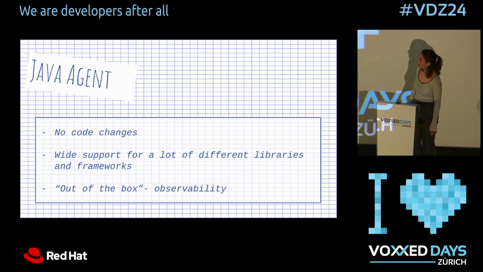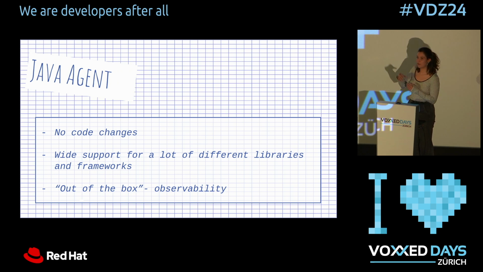So yeah, summing this up, we saw there was no code change needed, so no one needed to touch the application code. There is wide support, especially with the Java agent, for different libraries and for different frameworks. And we have the so-called out-of-the-box observability to maybe get started. But what if that is not enough?